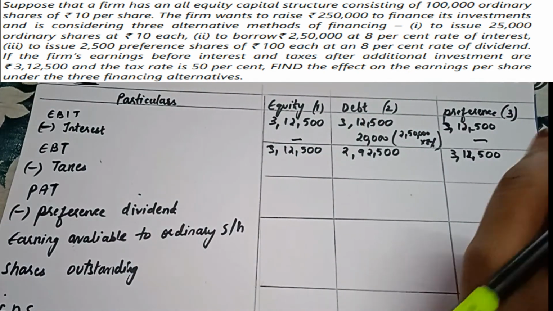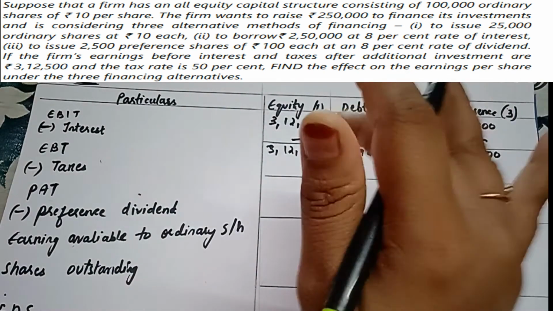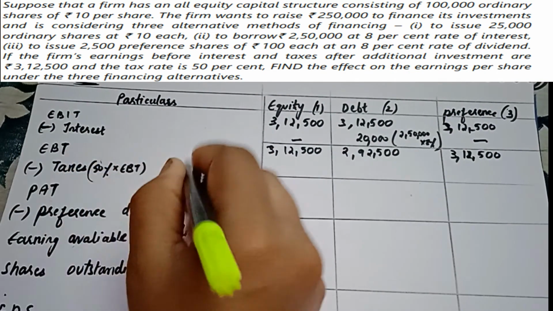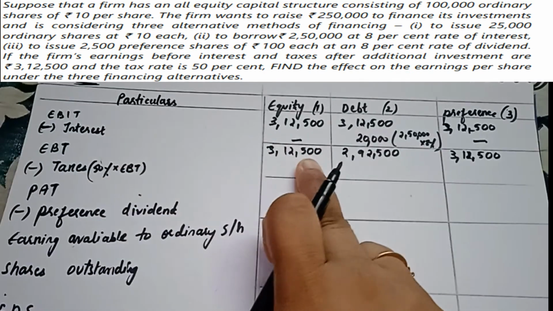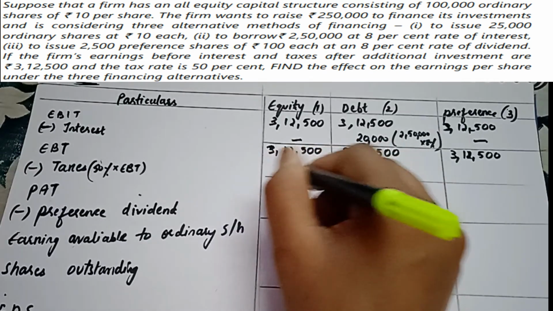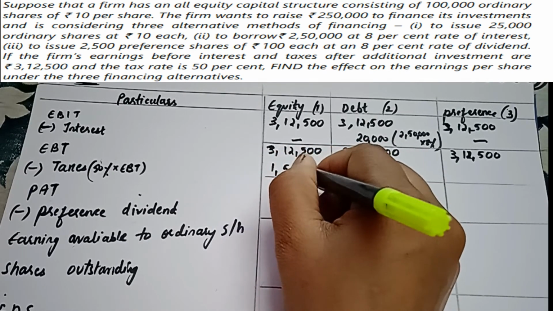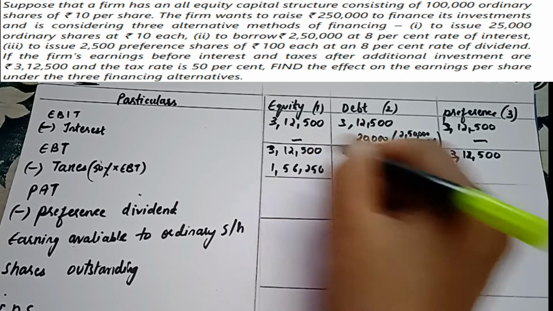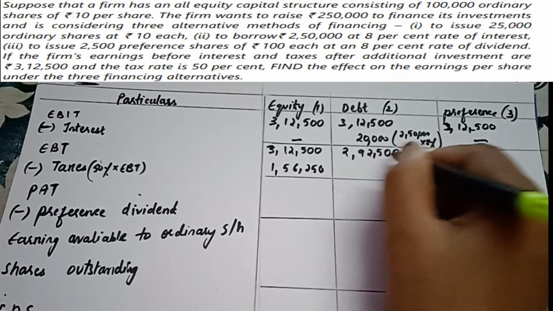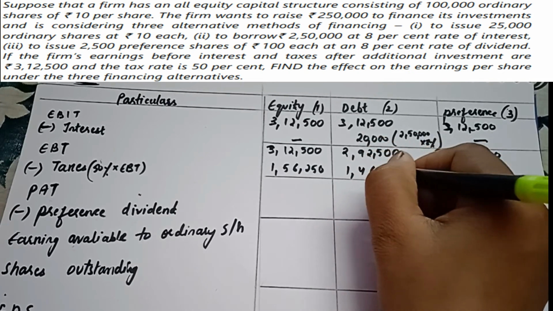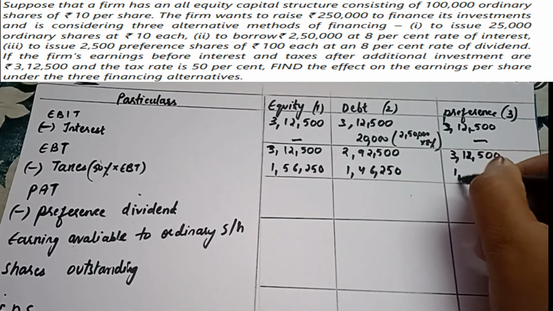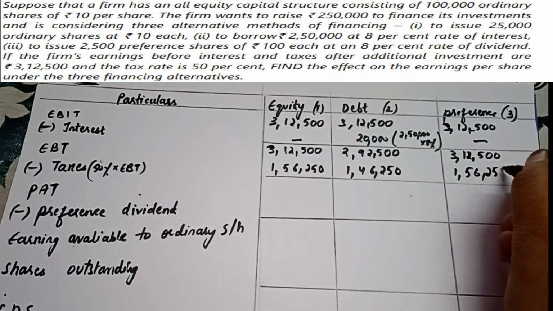Now what is given about the tax? Tax is directly 50%. So 50% on what amount? 50% of EBT, earnings before tax. So what you'll be doing is slashing this down by half. That is nothing but 1,56,250. Herein it will be 1,46,250. And herein the same thing, right? We have to deduct the tax by 50%.